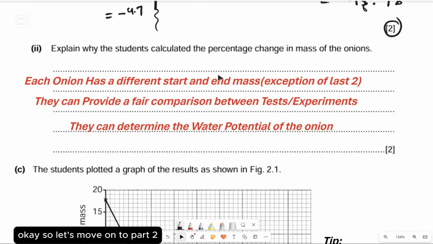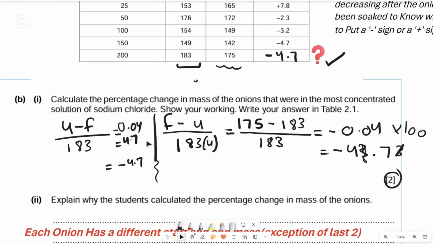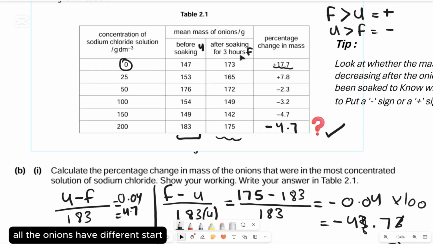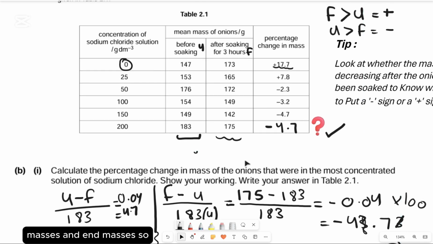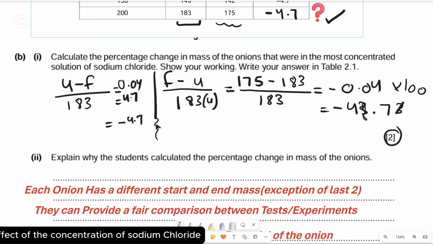Okay, so let's move on to part 2. Explain why students calculated the percentage change in mass of the onion. This is like 3 marks. So the answer is just each onion has a different start and end mass, with the exception of the last 2. So basically what this means is that all the onions have different start masses and end masses. So we would need to calculate the percentage change in mass to compare the effect of the concentration of sodium chloride.